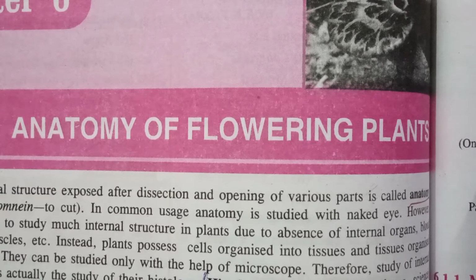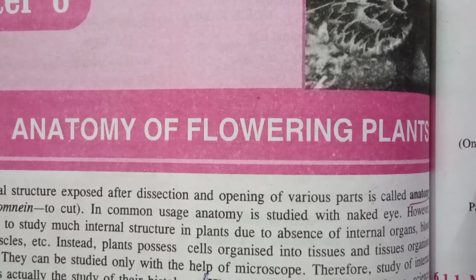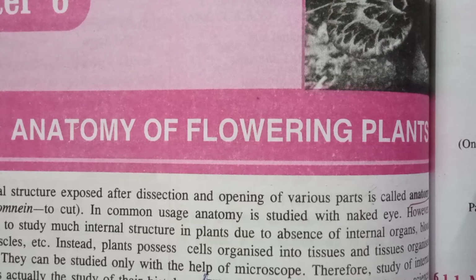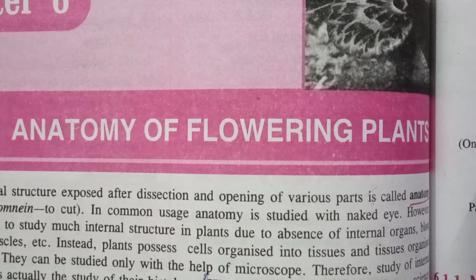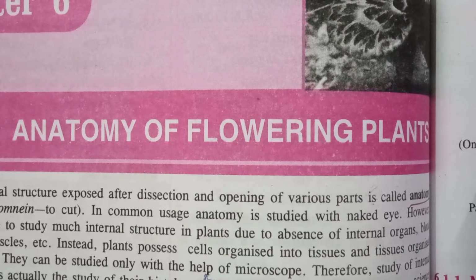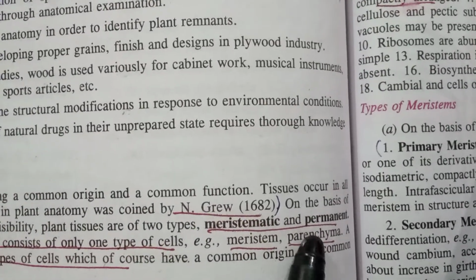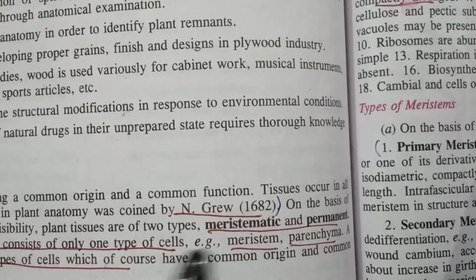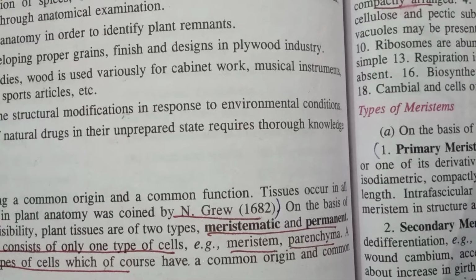Now the term tissue in plant anatomy was coined by N. Grew in the year 1682. There he studied the different types of tissues present in the plant, and observed that the plant basically consists of two types of tissues: the meristematic tissue and the permanent tissue. The meristematic tissue means the tissues which are actively dividing, and permanent tissue means the tissues which have lost their capability of division.